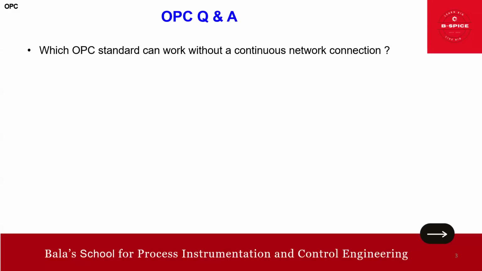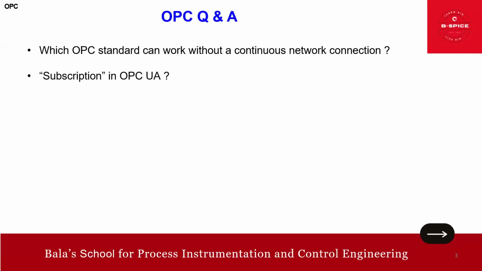Then, which OPC standard can work without a continuous network connection? Any guess? Yes, of course, OPC UA. OPC UA can work without a continuous network connection because it is basically session-based communication. Even if the connection is lost, the session can be re-established without losing the data. That is the point.